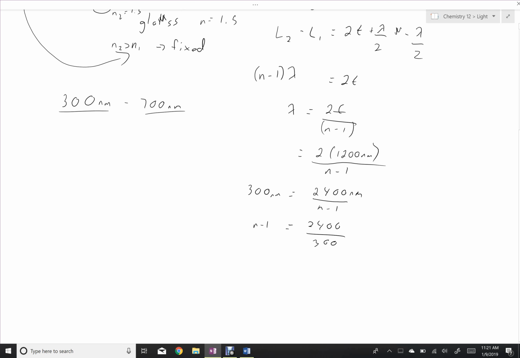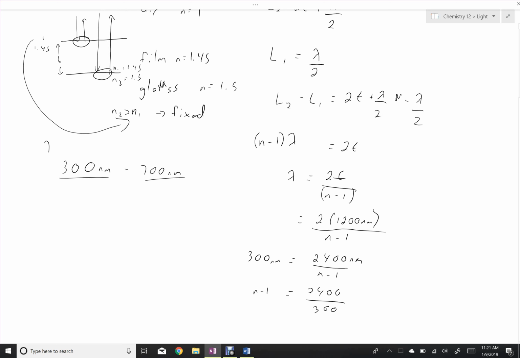Oh, hold on. I'm messing this up because these are the wavelengths in free space. What I really want to do is predict wavelengths in the film. So hold on a second. I'm going to take both of these and move them into the film: 300 divided by 1.45 and 700 divided by 1.45. I get 300 divided by 1.45, so 207, and 700 divided by 1.45, 482.